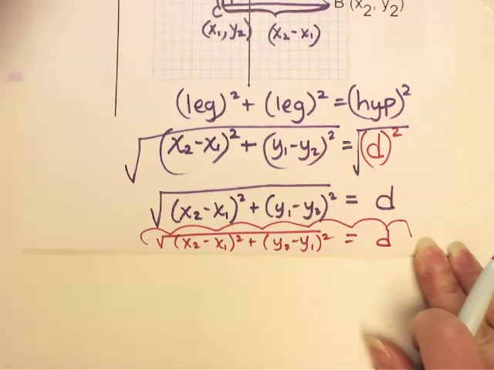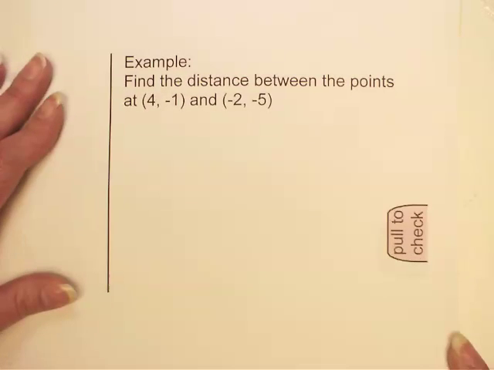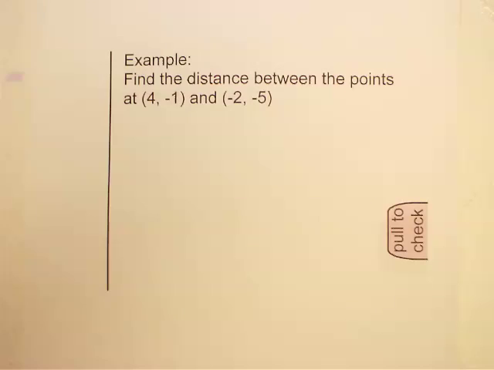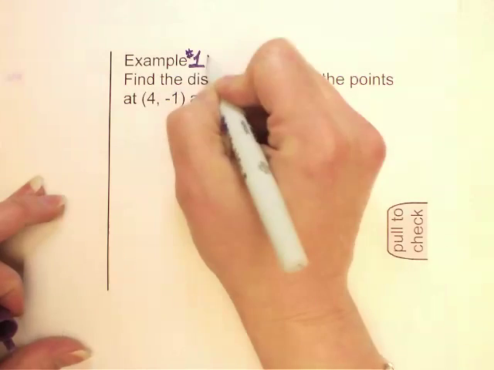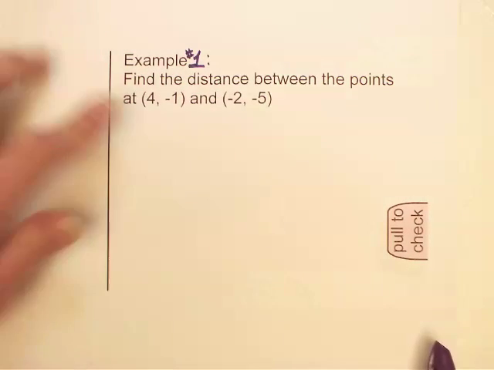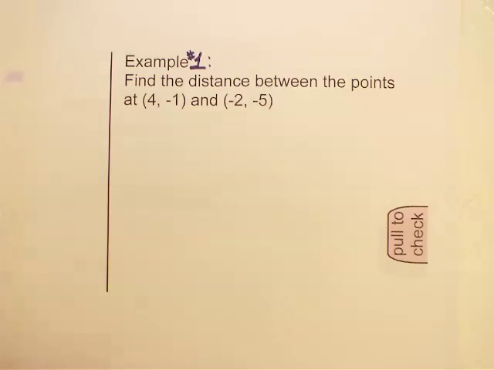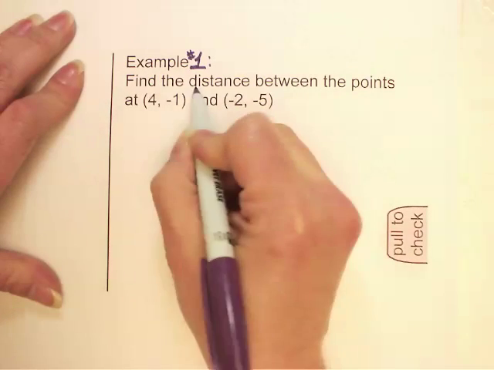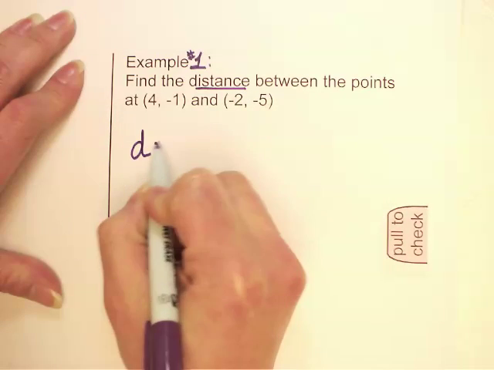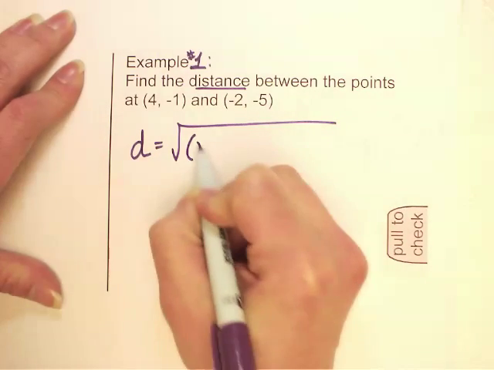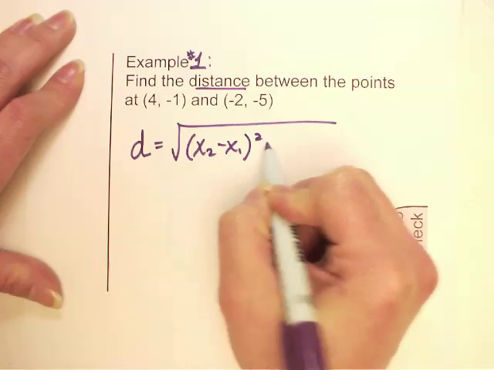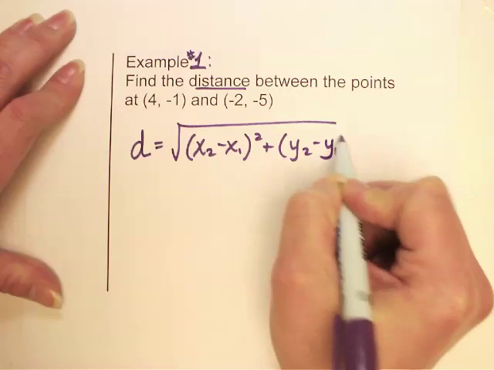So we're going to jump in and do some examples at this time. Here's our first example, example number 1. Find the distance between the points at 4, -1, and -2, -5. The first thing you should always do is write the formula down. I'm going to use my distance formula since it asks for distance. So the distance is the square root of x sub 2 minus x sub 1 squared plus y sub 2 minus y sub 1 quantity squared.